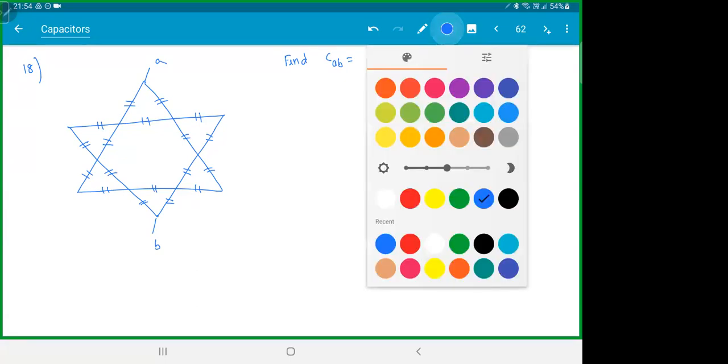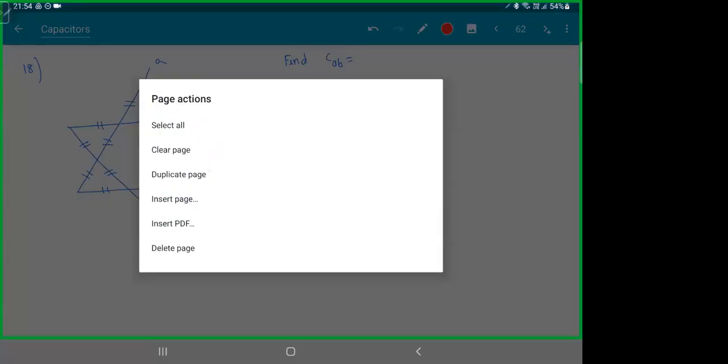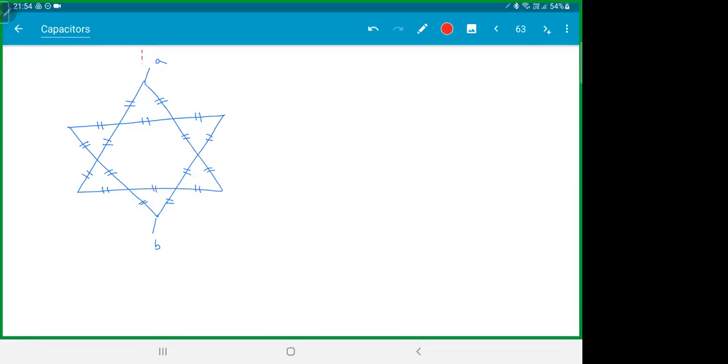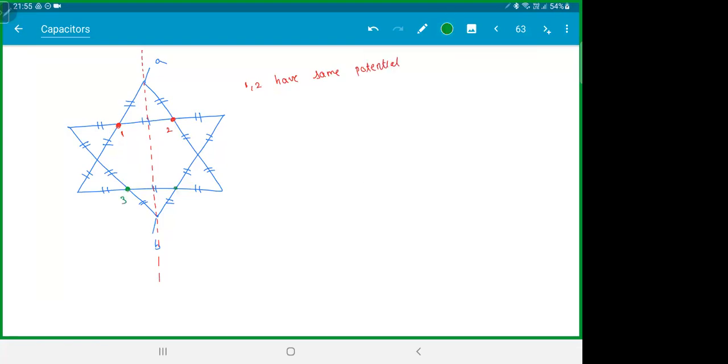So here, if you see, there's a symmetry. If you look at here, left and right are identical. If you observe this point and this point, don't they have the same potential? They're mirror images, right? These two points have the same potential. If you call them 1 and 2, they are symmetrical, because whatever happens on the left, the same thing happens on the right. Similarly, 3 and 4 are also symmetrical.